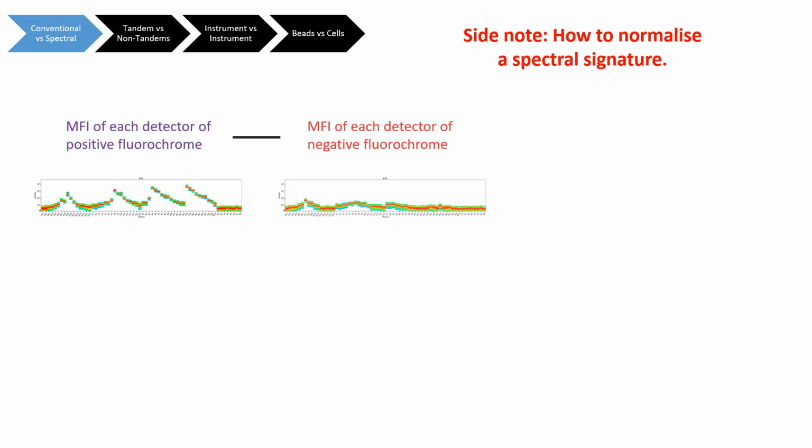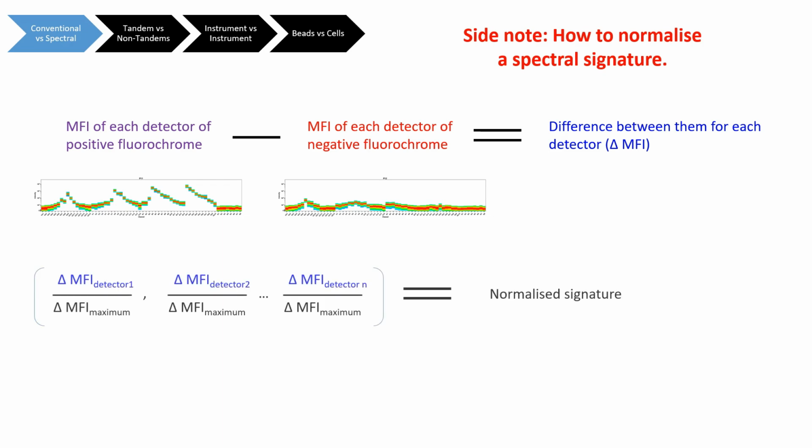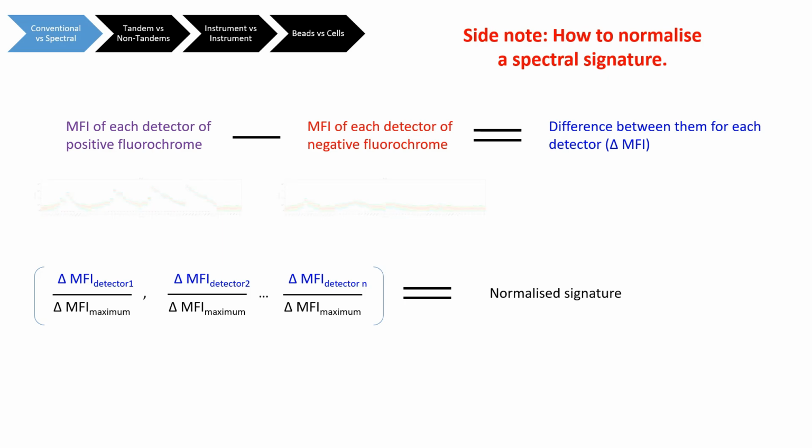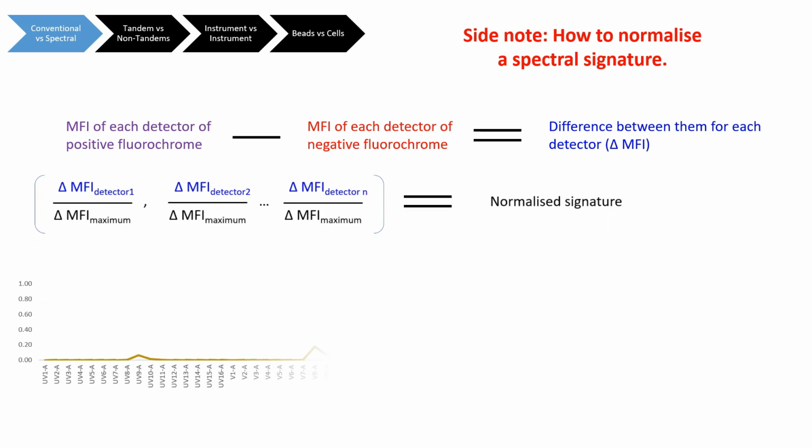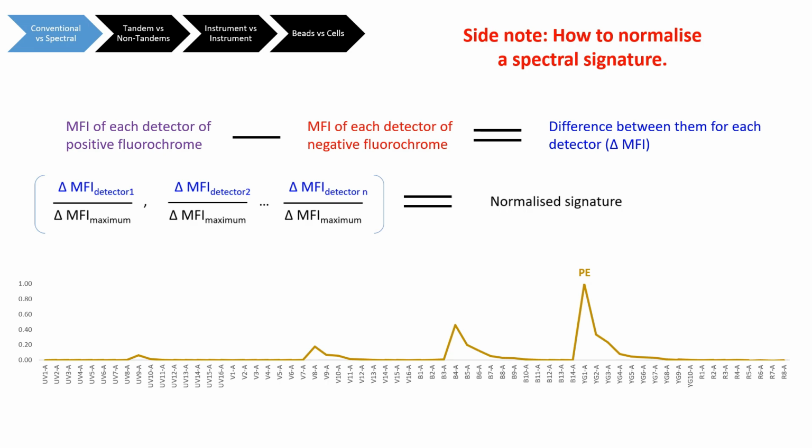We then subtract all the PE negative signature MFIs from the positive. Then, once we have the delta for each detector, we will normalize this delta emission in every detector against the detector with the maximum MFI. In this case, it's yellow green 1. You can plot this on a graph then. This normalized signature allows the software to predict how much spillover into each detector a PE emission will account for.